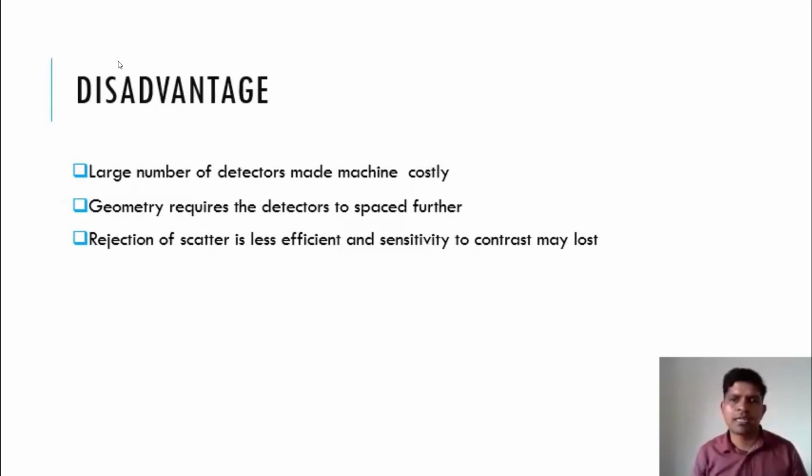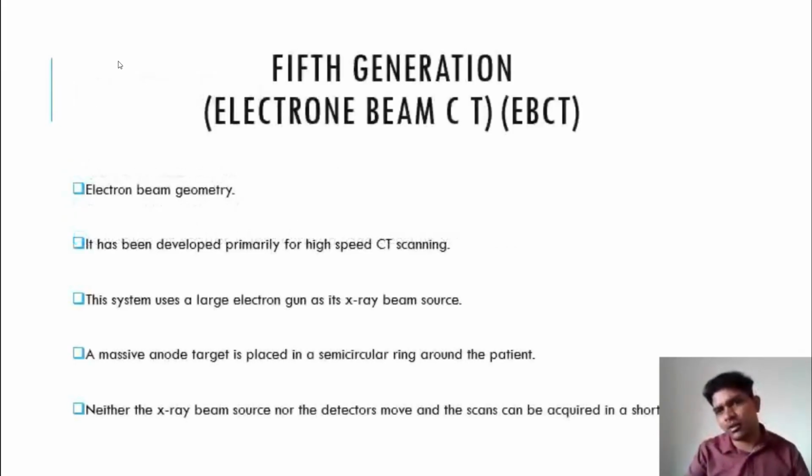So scatter rejection was poor, with less efficiency, and sensitivity of contrast may be lost, because with the 360-degree fixed detector, the scattered radiation was absorbed by the detector, and the sensitivity of the contrast was reduced, creating a fog on the image. So that's why it was not much developed later.